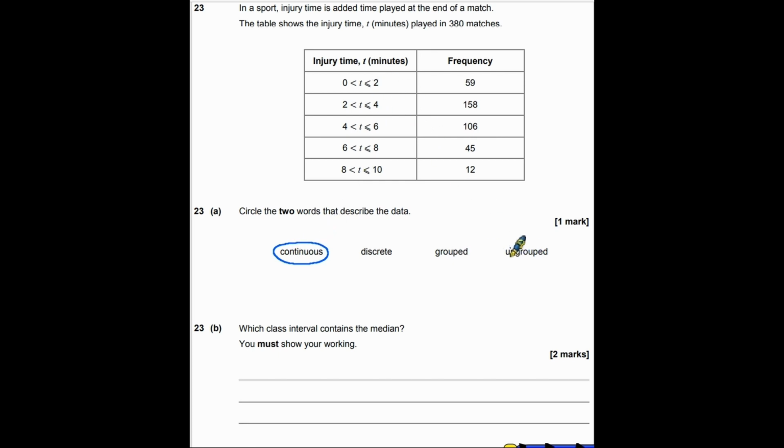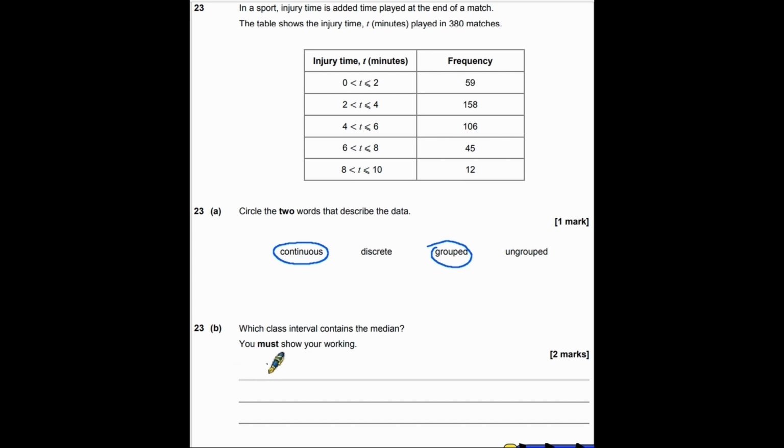Is this information grouped or ungrouped? Well, each interval has a period. It is grouped. The first one is between 0 and 2. So it includes anywhere within those two numbers. It's a group of information, therefore it is grouped.